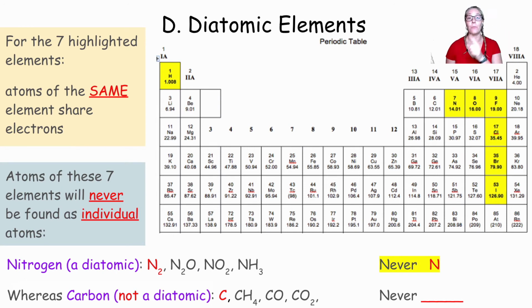Carbon, because it's not a diatomic, can never be found as C2. Carbon will not have atoms sharing electrons with other atoms of carbon, right? So diatomics can bond with themselves. Non-diatomics cannot bond with themselves.